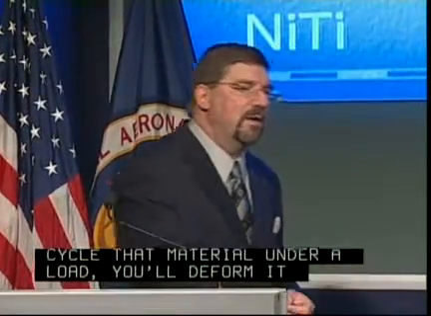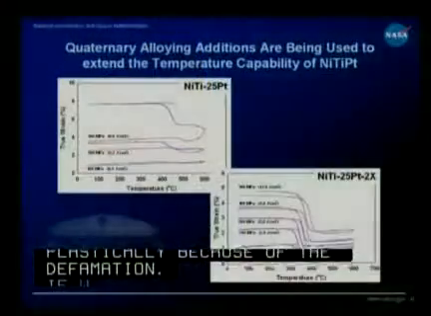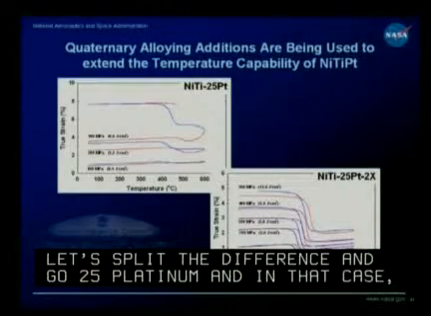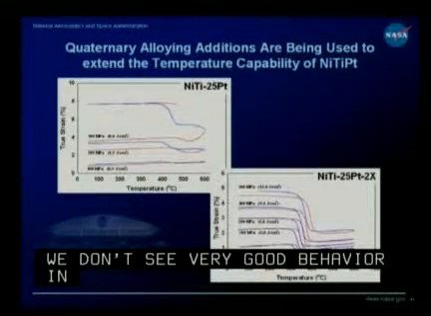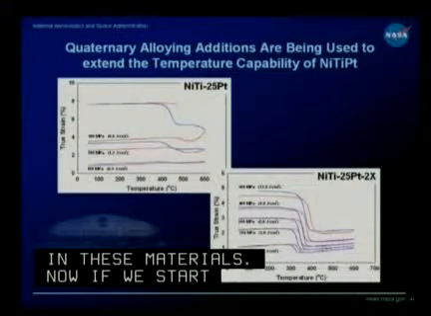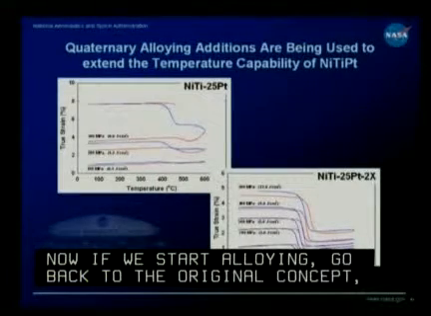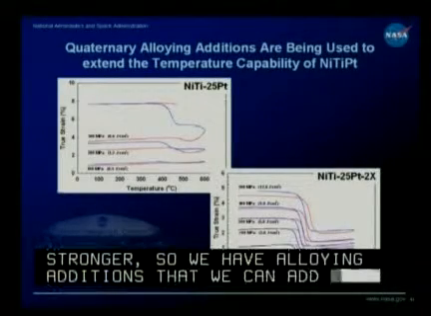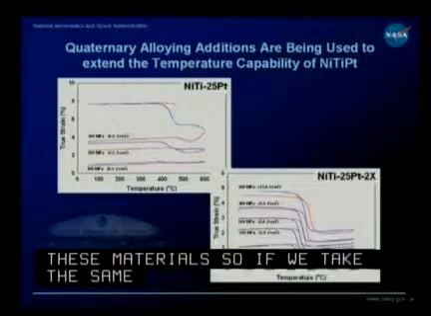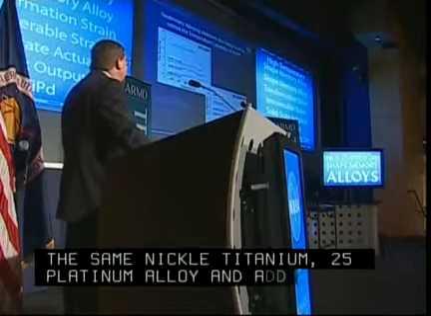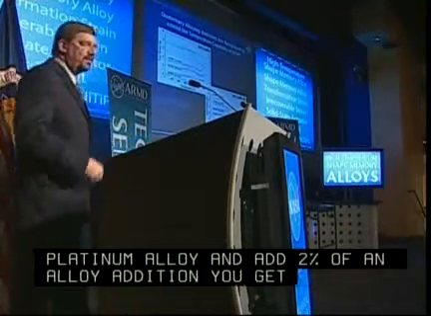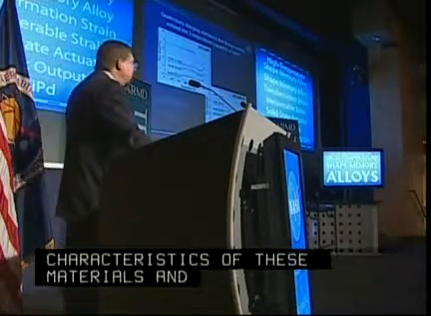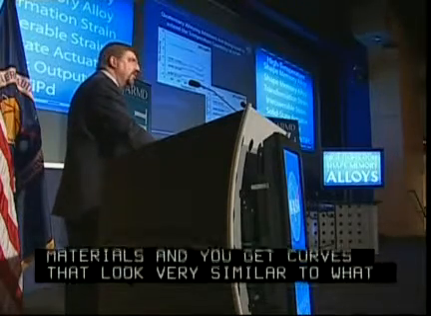So if we go to the next slide, let's split the difference and go to 25 platinum. And in that case, we still don't see very good behavior in these materials. But now if we start alloying, if we go back to the original concept, well, let's start alloying these materials to make the phases a little bit stronger. So we have alloying additions that we can add to these materials. So if we take the same nickel titanium 25 platinum alloy and add about 2% of an alloying addition, we can get a very significant increase in the work characteristics of these materials, and you get curves that look very similar to what you would see before, but now with transformation temperatures between 300 and 400 degrees C.